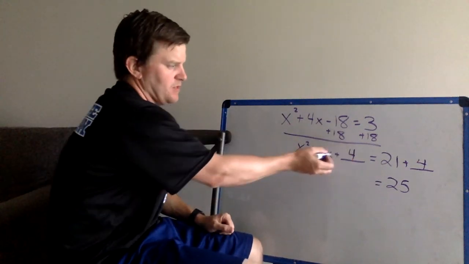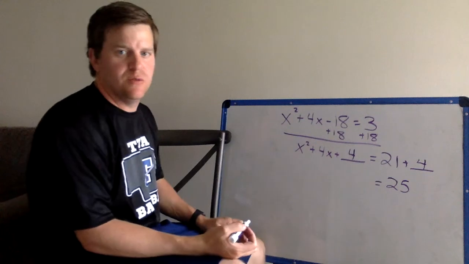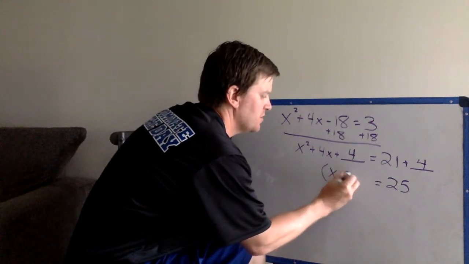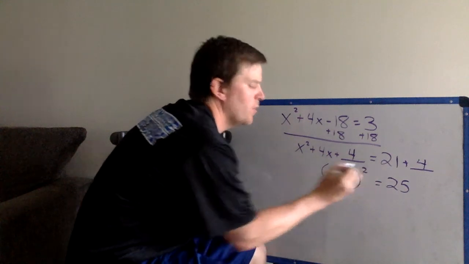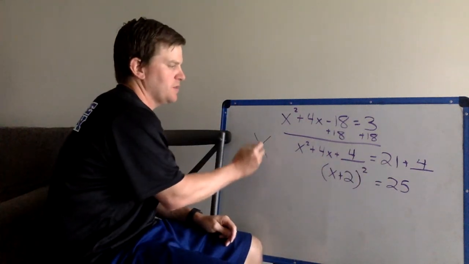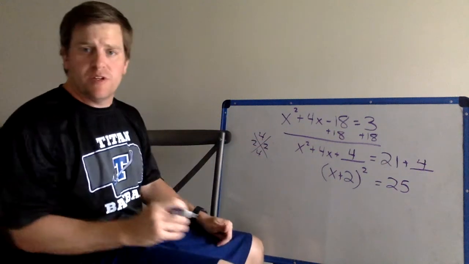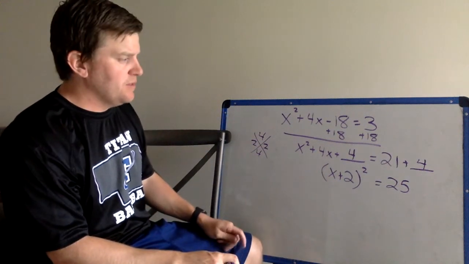Left side, factored form. Okay, well, what multiplies to 4 and adds to 4? We know that's 2, right? 2 and 2. So we're going to use x plus 2 squared. And again, if we have to check that with our x method, the 4 is on top and on bottom. 2 times 2 is 4. 2 plus 2 is 4. And that works. Okay, almost done.